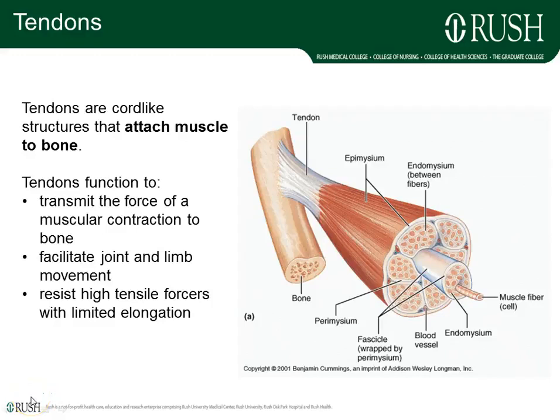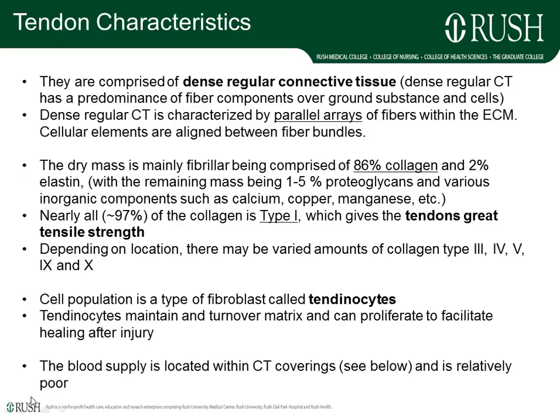Let's move on and talk about tendons and ligaments. Tendons are cord-like structures that attach muscle to bone. Tendons have several functions. First and most importantly, they transmit the force of a muscular contraction to the bone. They facilitate joint and limb movements, and they resist high tensile forces with a limited amount of elongation or elasticity.